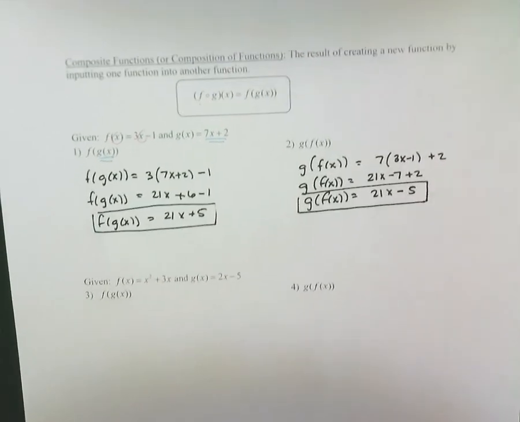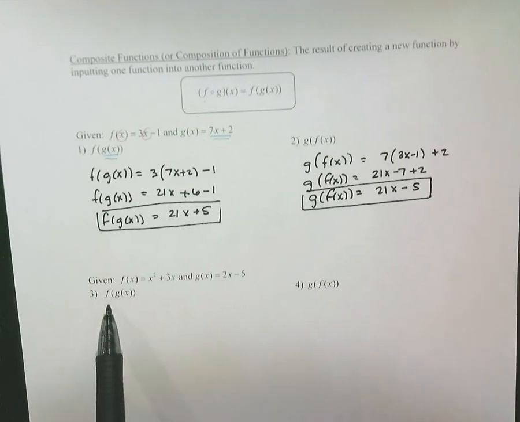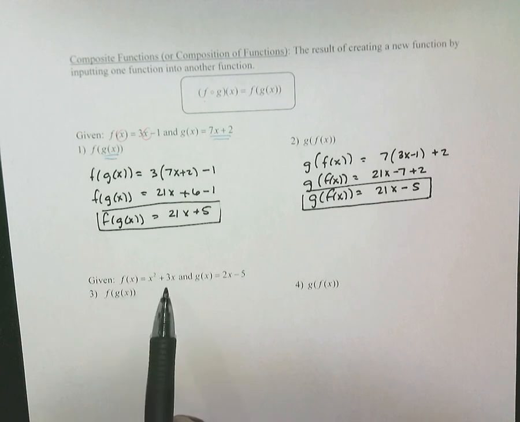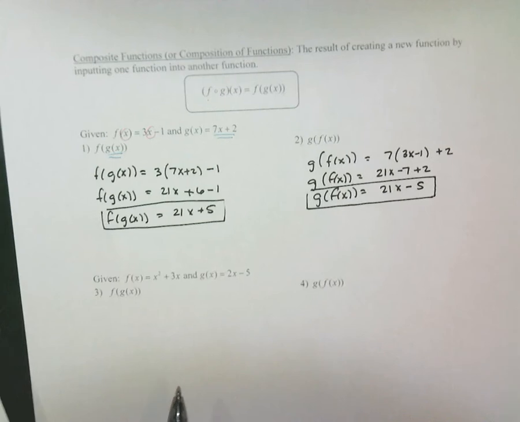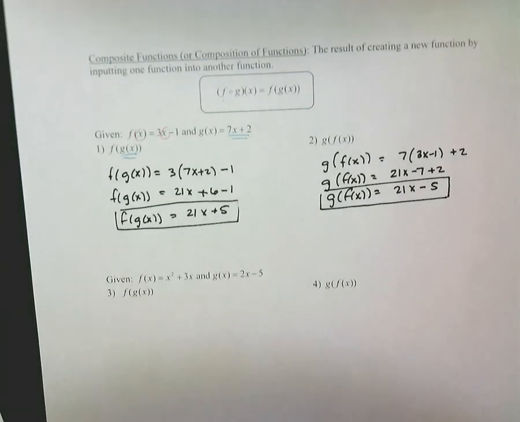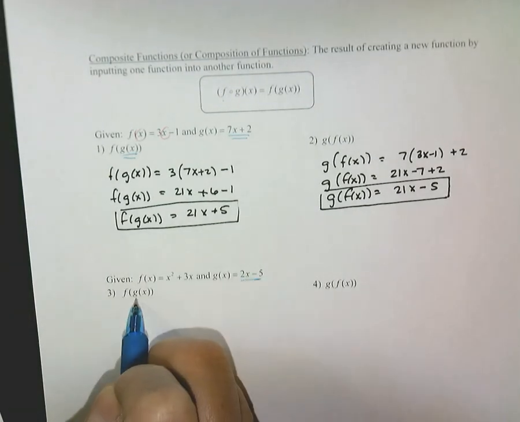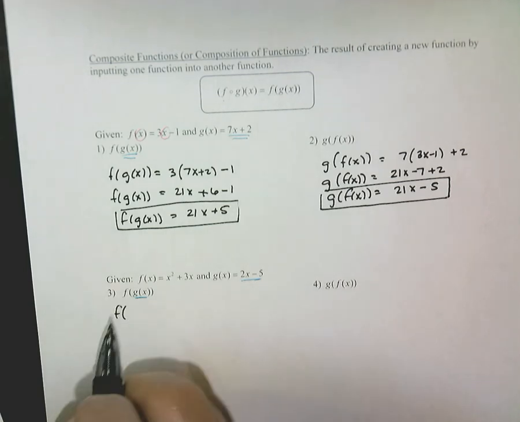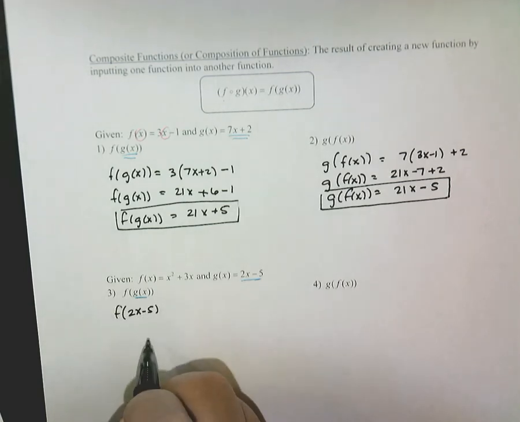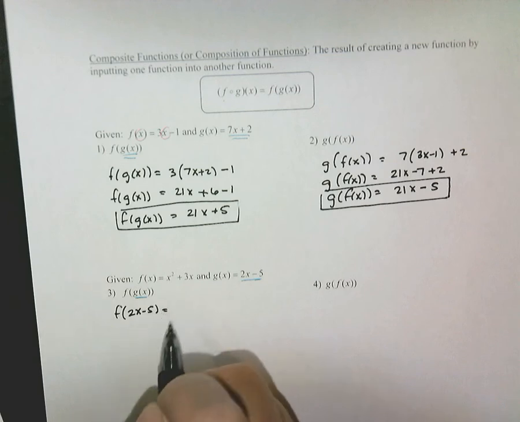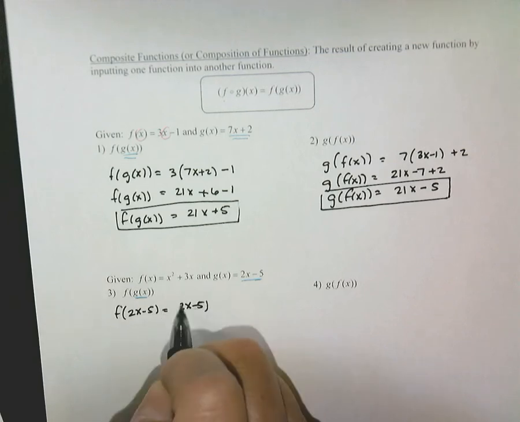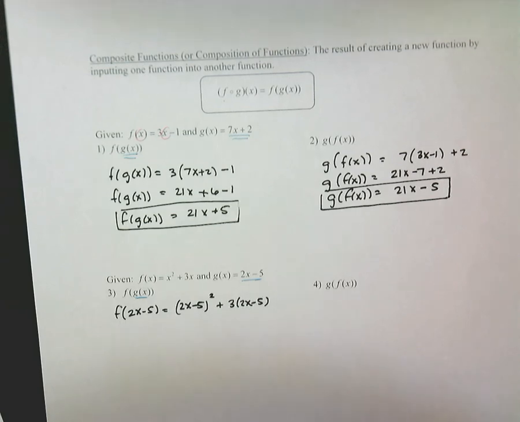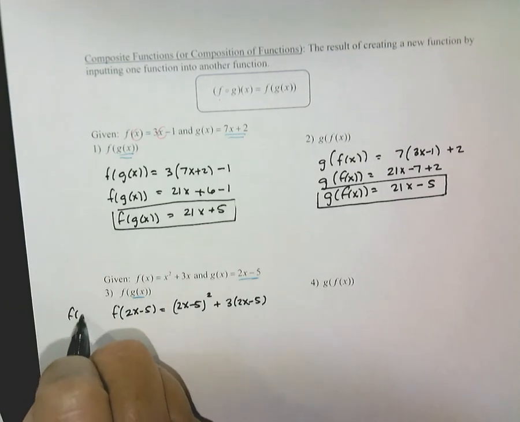Here's another example. So now I want to find f of g of x, but my function f of x has two different x's in it. G of x is 2x minus 5. So this is where I have to be careful. I'm going to take this g of x and put it in here. So I'm going to have f of 2x minus 5 is going to equal 2x minus 5 squared plus 3 times 2x minus 5. So this is f of g of x.